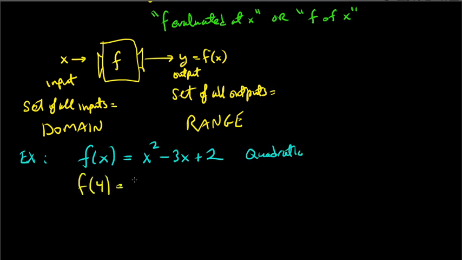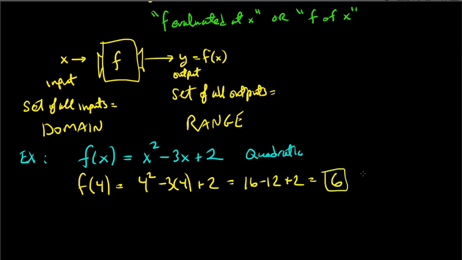you know what that means. You just replace all the x's with the number 4. So 4 squared is 16. 16 minus 12 plus 2. So we get 4 plus 2 is 6. So if you were to graph this function, and you know the graph is a parabola, then the point x equals 4, y equals 6 is on the graph. It's one of the points on the graph.